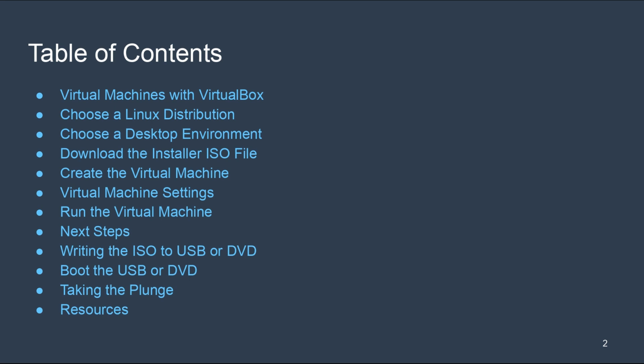The things I plan on covering here are introducing the concept of virtual machines with VirtualBox, how to choose a Linux distribution and a desktop environment, how to download the installer ISO file, creating the virtual machine, setting up the virtual machine after you've created it, running it, and then the next steps after you've done some testing. If you'd like to then move on to writing the ISO to USB or DVD to try on your computer, how to boot that image, and then taking the plunge, whether you plan to dual boot or completely replace your existing system, and then some resources that I cover in this presentation.